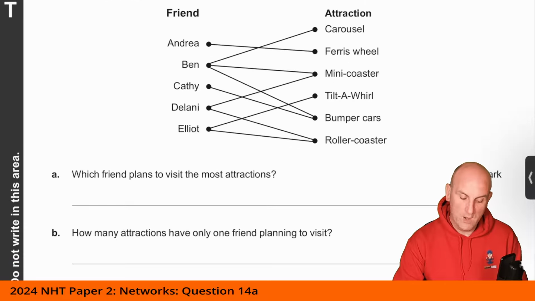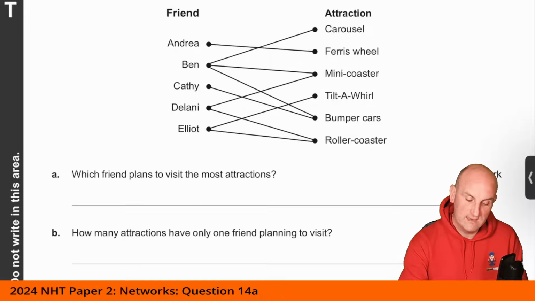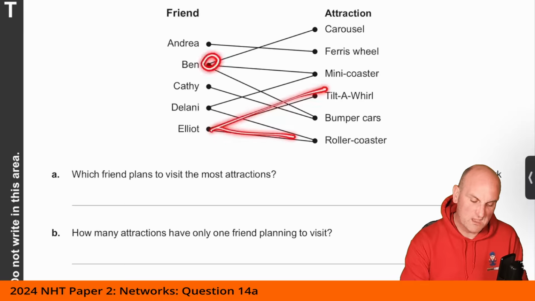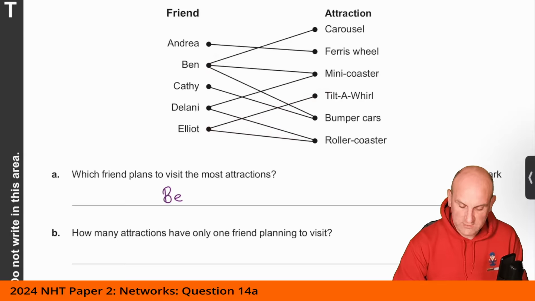Okay, thank you very much. Which friend plans to visit the most attractions? Oh, well, hopefully you will notice that Andrea's doing 1, Ben wants to go to 3, Kathy's 1, Delaney to 2, Elliot to 2. So I'm going to go Ben. Nice, simple question to start with.